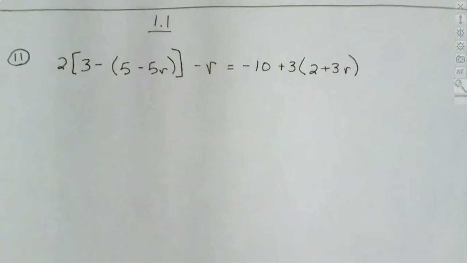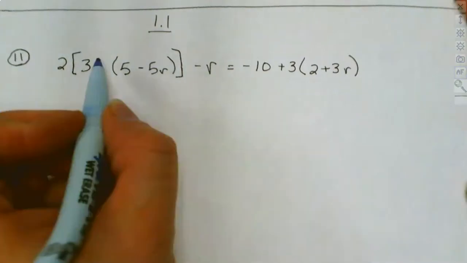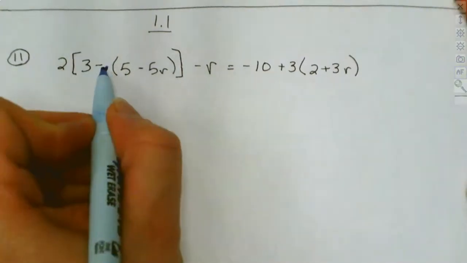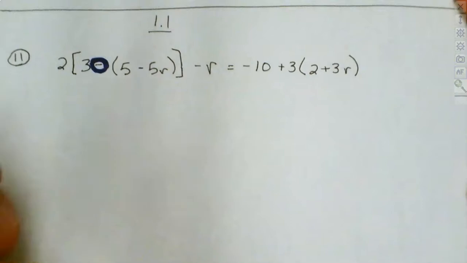Now, the reason why we use square brackets is because we've already used parentheses. And we don't want to use double sets of parentheses because then it looks confusing. So when we have multiple sets of parentheses, a lot of times we're going to use a square bracket. And so the first thing we're going to look at is we'll work on the left-hand side first. And we're going to work on the inside and work our way out.